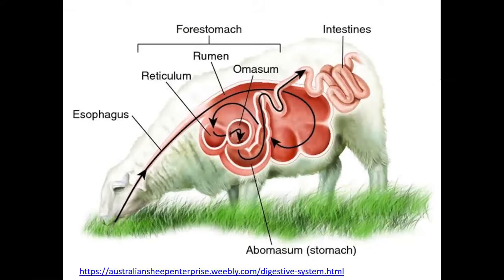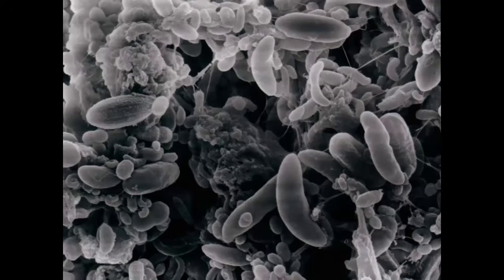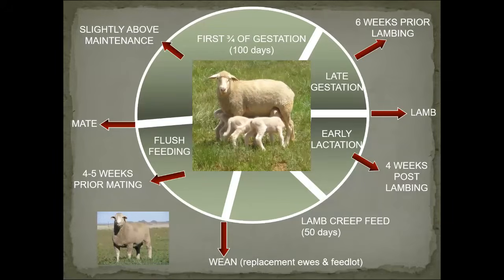We need to remember we're feeding ruminants with 4 stomachs, and in the rumen, there are microorganisms. So we're basically feeding 2 systems. We're feeding the animal and we're feeding the microbes. Further on, I'll focus on each system and how we can focus on each of them.